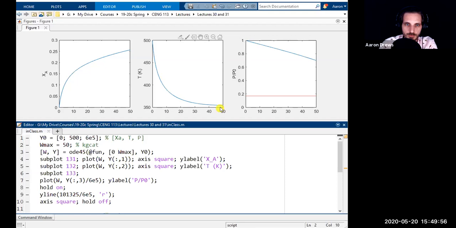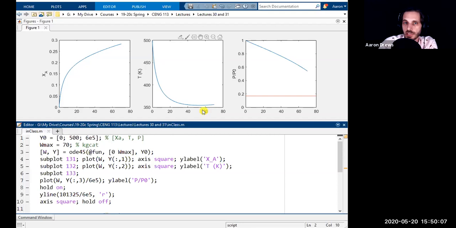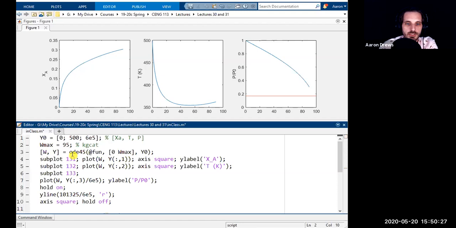Can we get up to 70 kilograms? Still okay on 70, right? So we've actually now gone beyond the amount that we had in our isobaric system. The reason being, the cooling of the temperature has reduced the pressure drop. So we can actually go even higher now. Let's try 80. Can go a little bit more, and we can go up to 90, a little bit higher, maybe even all the way up to 95 kilograms of catalyst, right? Something up around there, maybe 100, is about the highest we can go. Yeah, pretty close to 100, right?